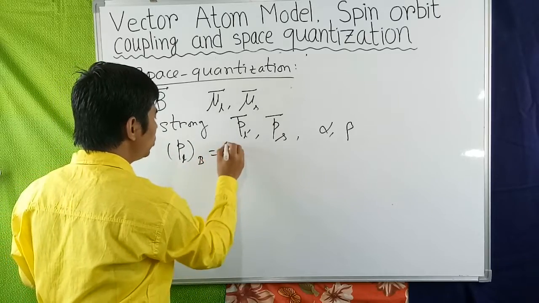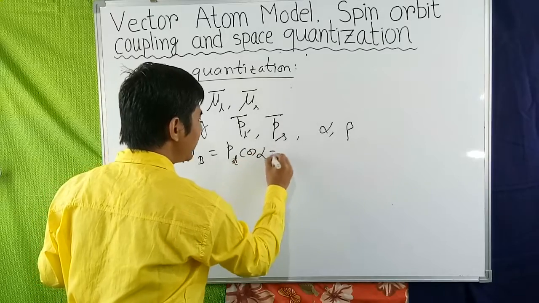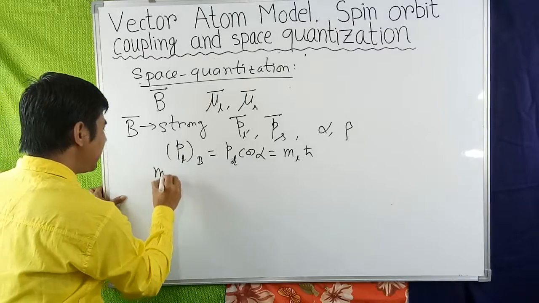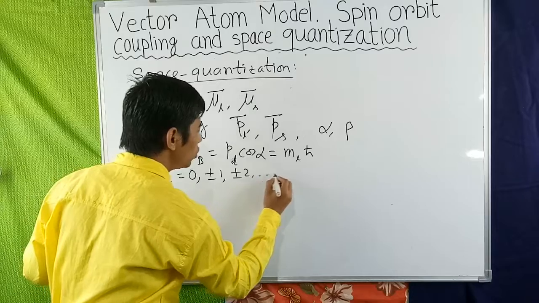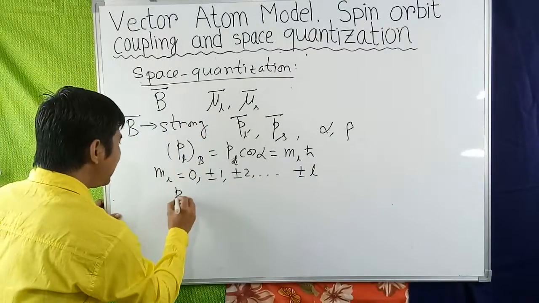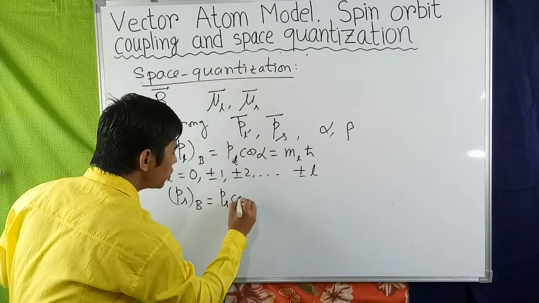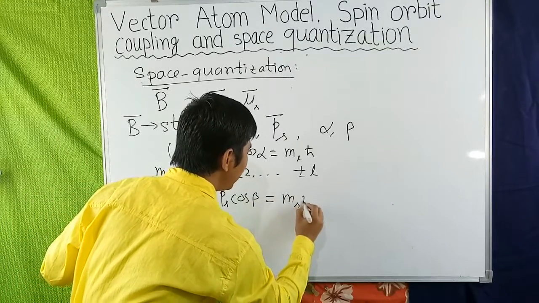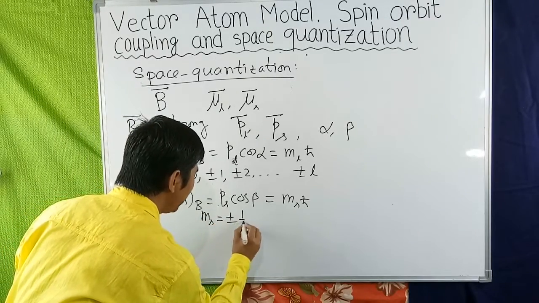PLB equals PL cos alpha equals ML into h cut, where ML equals 0, plus minus 1, plus minus 2, and so on up to plus minus l. And PSB equals PS cos beta, which equals MS into h cut, where MS equals plus minus half.